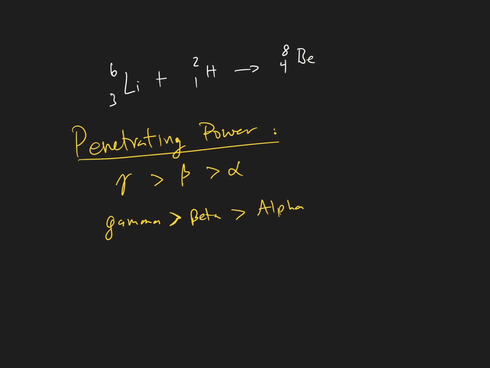We're getting alpha, not a ton, but we're getting some. And it doesn't affect us because it can't go through our skin. But if we ingest it, then what? It can't get out. So be careful with that. Don't eat sunlight. What? Don't eat sunlight. Yeah, don't eat sunlight.